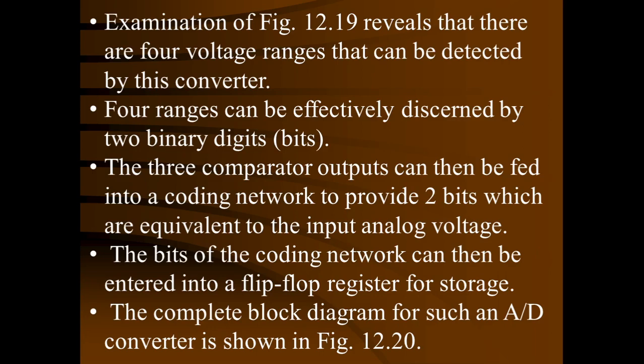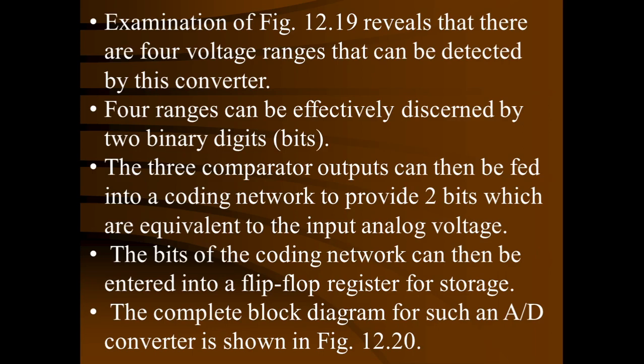4 ranges can be effectively discerned by the 2 binary digits. So, the analog input signal can be divided into 4 different ranges, and these 4 different ranges can be discerned into 2 binary digits, that is called bits, that may be designated 00 or 01 or 10 or 11 combination. So, the 3 comparators output can then be fed into the coding matrix to provide 2 bits which are equivalent to the input analog voltages.